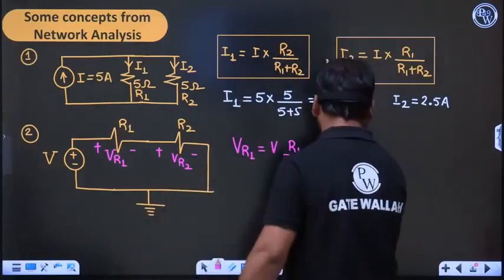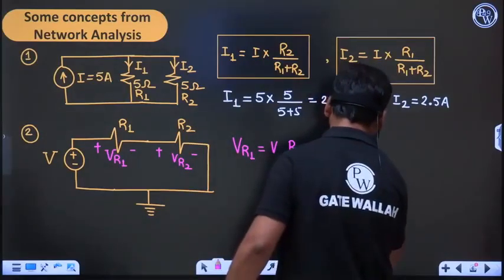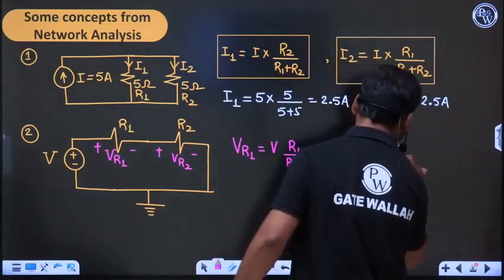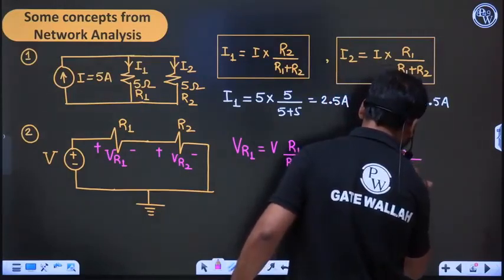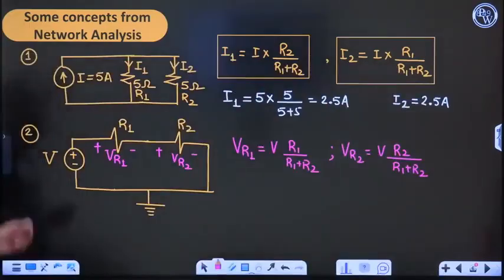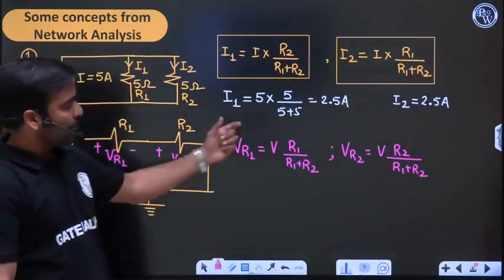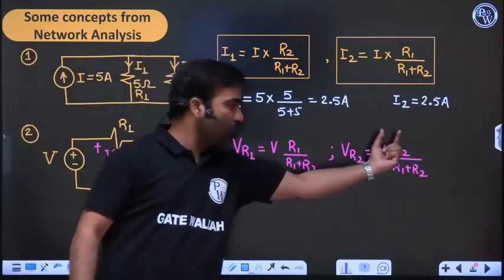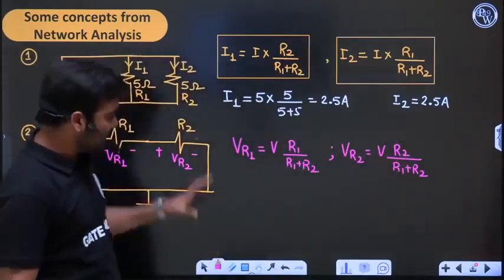Next is VR2. VR2 is equal to V into R2 upon R1 plus R2. So VR1 is V into R1 upon R1 plus R2, and VR2 is total voltage V into R2 upon R1 plus R2. This is voltage division.